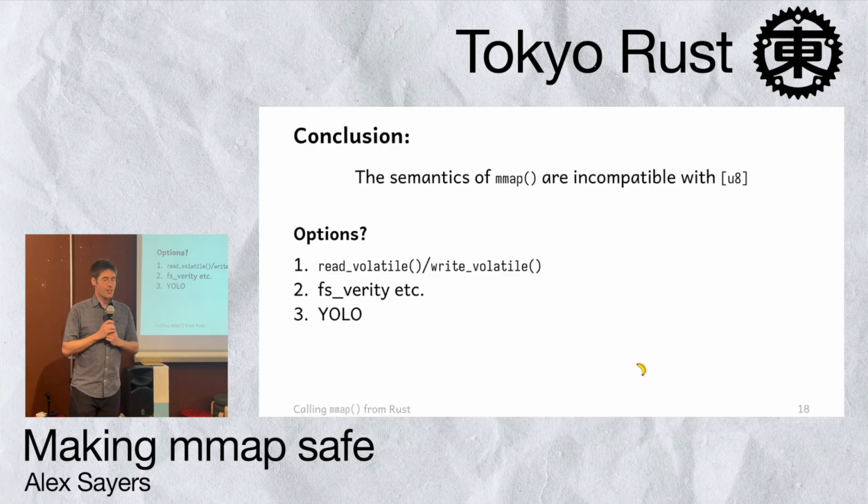So what are our options? We can use read_volatile and write_volatile. Those are fine to use even with crazy memory that has side effects. But that's not good. That's no way to live. At that point, you may as well just go back to using pread. Occasionally, you can actually prove that the file is immutable, and then it's fine to mmap it. But that's pretty niche. It's not very often that you come across files protected by fsverity. And then option 3, the most common option, is to just do it.